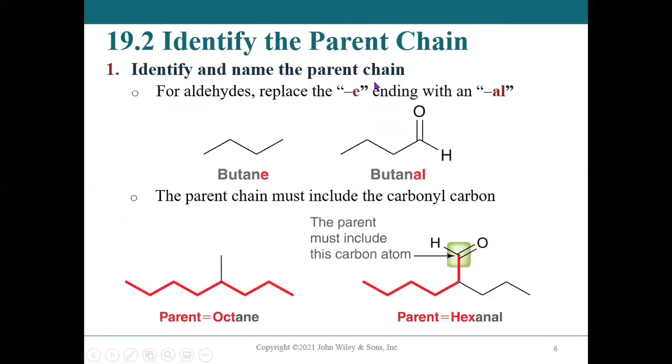Identify and name the parent chain. For an aldehyde, replace the E ending in the alkane with AL. For example, butane for 4 carbons. And if you have this carbonyl functional group with H at the end, then the name will be butanal. And the parent chain must include the carbonyl carbon. So not only the longest, but it also must include this carbonyl carbon.